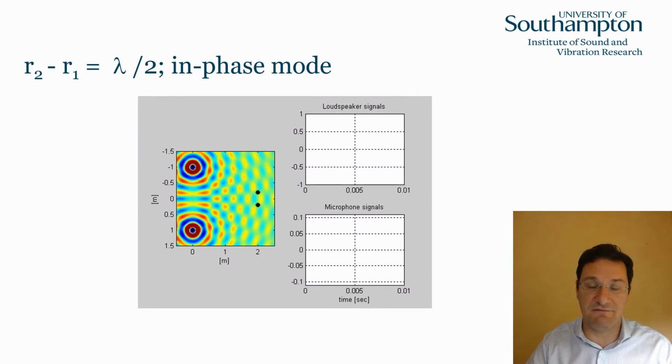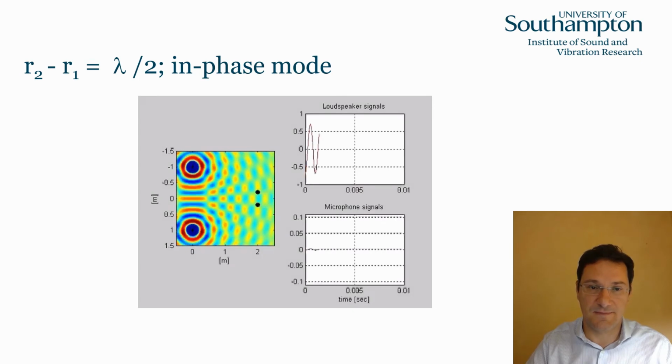But let's look now at a very special frequency. So we look at the frequency whose wavelength, lambda, divided by 2, corresponds to the path difference, R2 minus R1, that I have introduced earlier. In this case, when R2 minus R1 is lambda over 2, a very interesting phenomenon happens. Let's look at this animation.